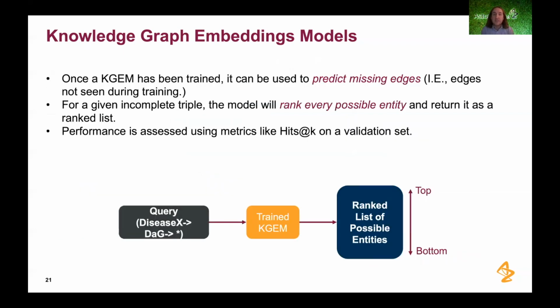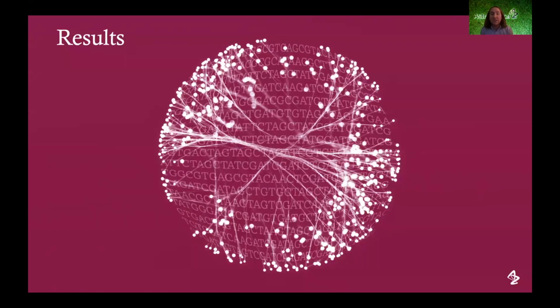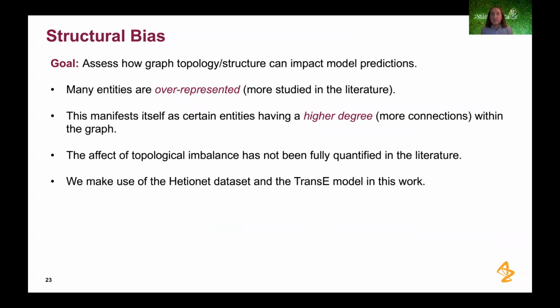What's interesting about these models is once they've been trained, they can be used to predict new edges, novel edges that don't currently exist within the graph. And this works by giving the model an incomplete triple. You can think of this as a query, and it will score the likelihood of each unique entity in the graph being the correct one to complete the triple. So here I'm querying a trained knowledge graph embedding model with the partial triple disease X associates with. The model would then score every entity, and the hope is that the top percentage of scores once sorted would be meaningful. We'll now present some of our results as well as detailing our experimental setup.